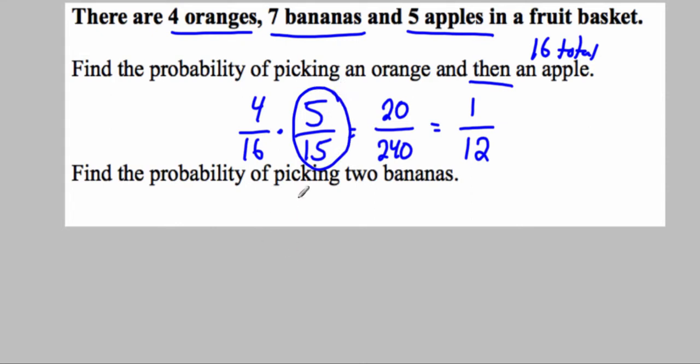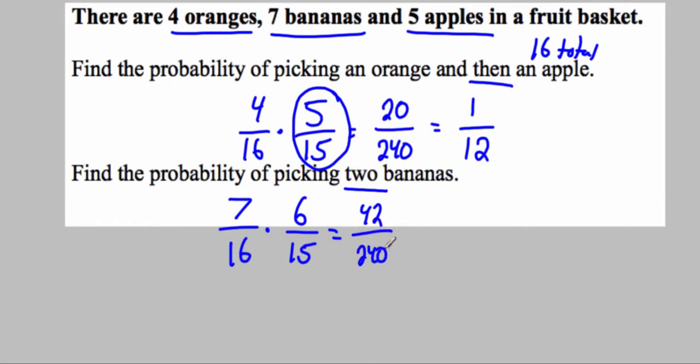Focus on what happened after that first one. So what's the probability of picking 2 bananas? Well, for the first one, I got a 7 out of 16 chance of drawing a banana. But assume that I picked a banana on the first one. Well, now there's only 6 bananas left because I took one of them, and there's only 15 pieces of fruit total. So the probability of choosing that second banana changes to 6 out of 15 instead of 7 out of 16 because one of the bananas is now gone.